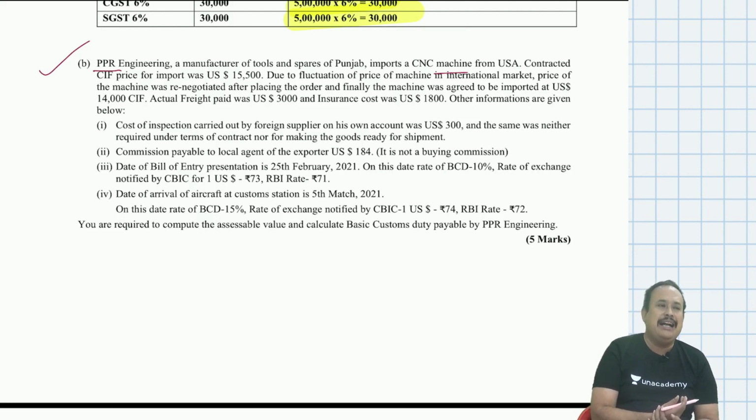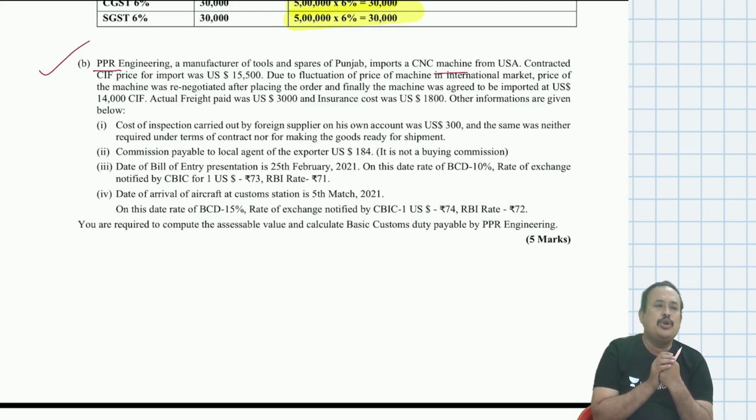Actual freight paid $3,000 and insurance cost $1,800. Other information is given below. The cost of inspection carried out by foreign supplier on his own account was $300, and the same was neither required under terms of contract nor for making the goods ready for shipment.